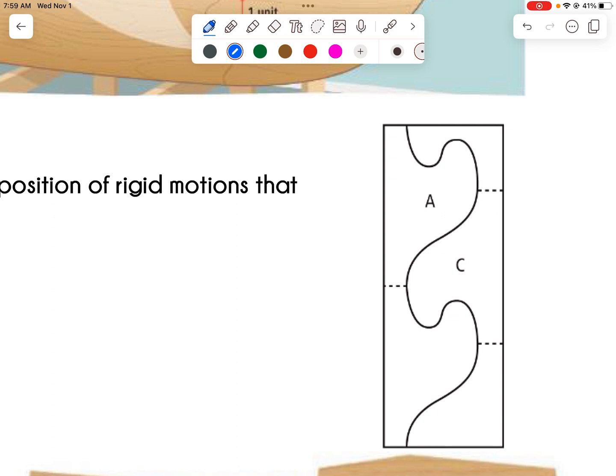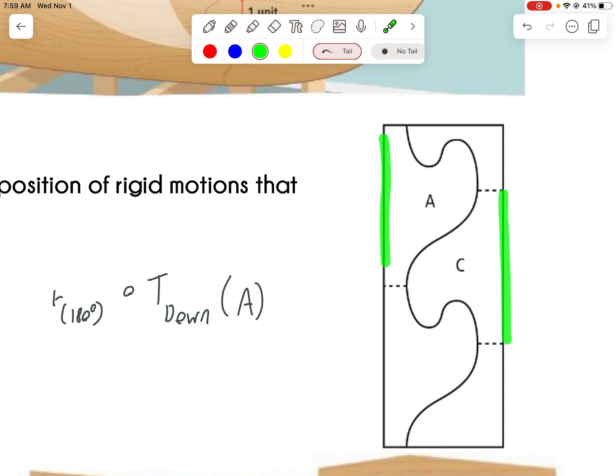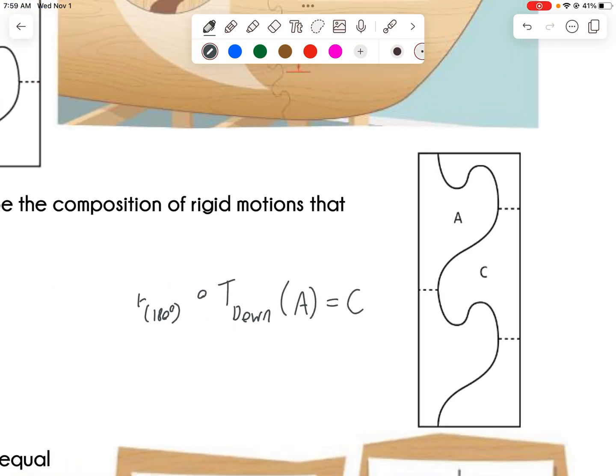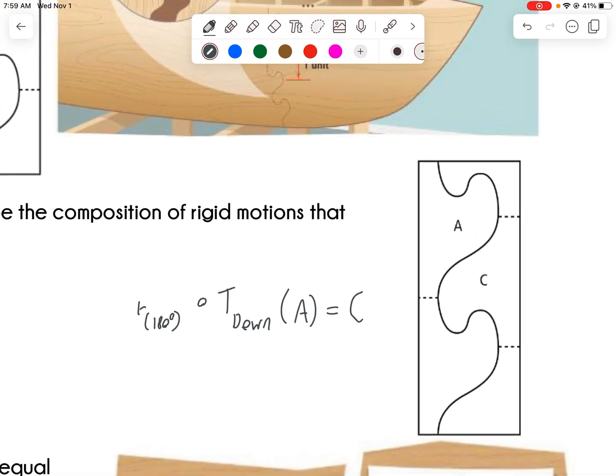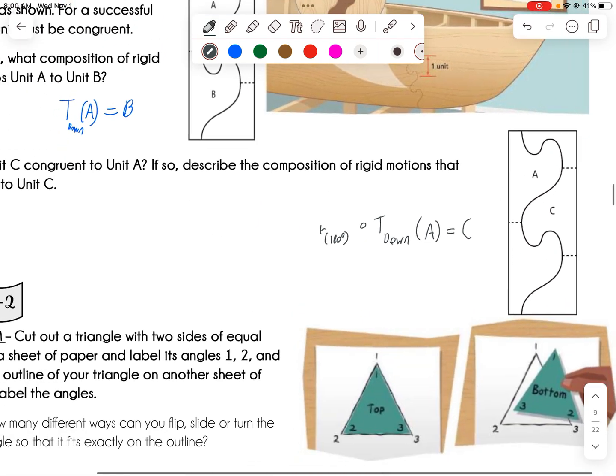I'm going to say, take A, and I'm going to translate it down. After I translate, then I'm going to rotate so that A lands on C, and it looks like it's going to be about 180 degrees. I can tell that because this side ends up on this side. All right, and if I do that, that produces C. Don't forget to practice including your inputs and outputs here. It's a good skill to learn.